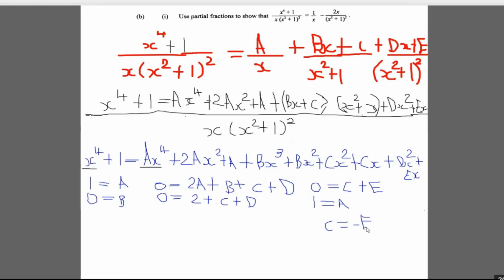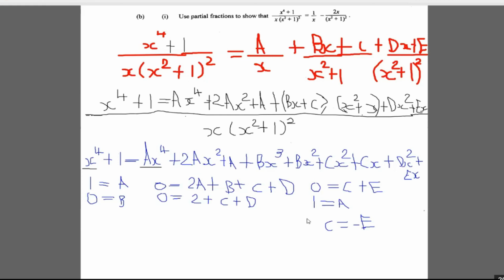Now, we have some issues because now we're looking at 2 equations, but we still have 3 unknowns. So what are we going to do? How are we going to find d?